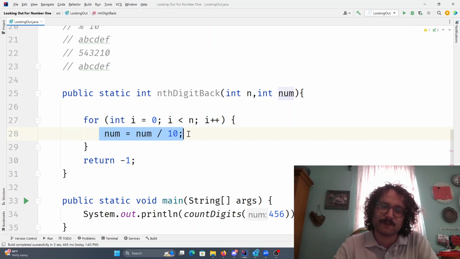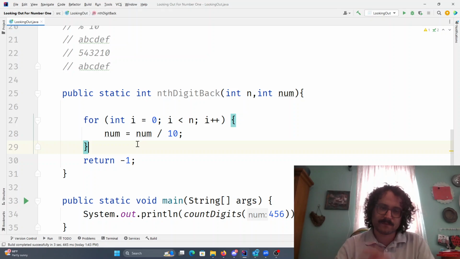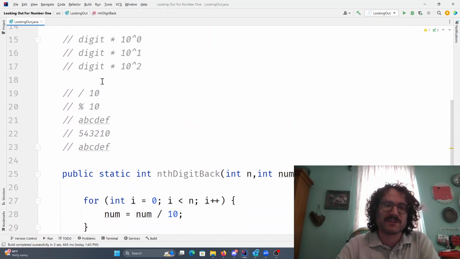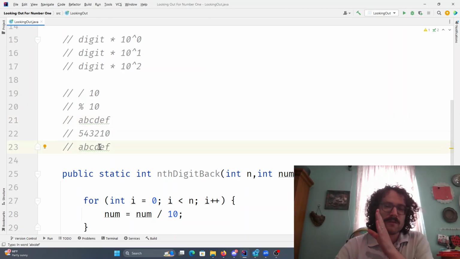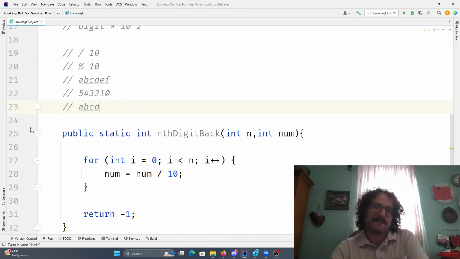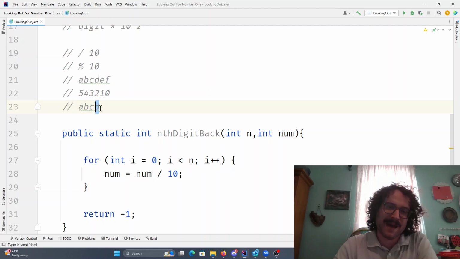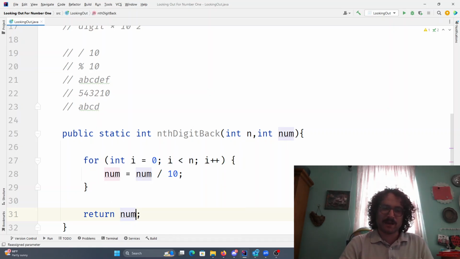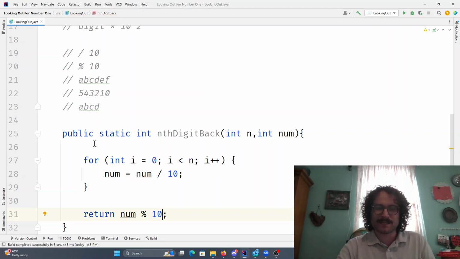What do we want to do? We want to remove the rightmost digit. Now we've gotten rid of all those rightmost digits, and now the current rightmost digit is the one we want. So in this case, if we remove 2 of them, we'd have A, B, C, D, and we want to get D back. We want to get the last one. So this is where we use modulo. In this case, we want to get the last digit, so return num mod 10.